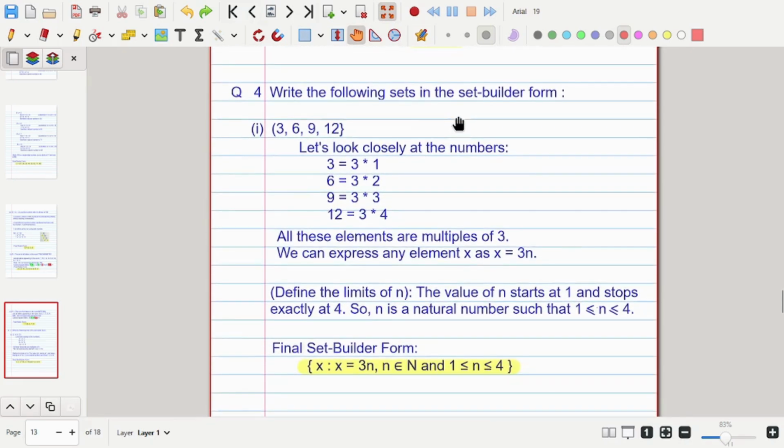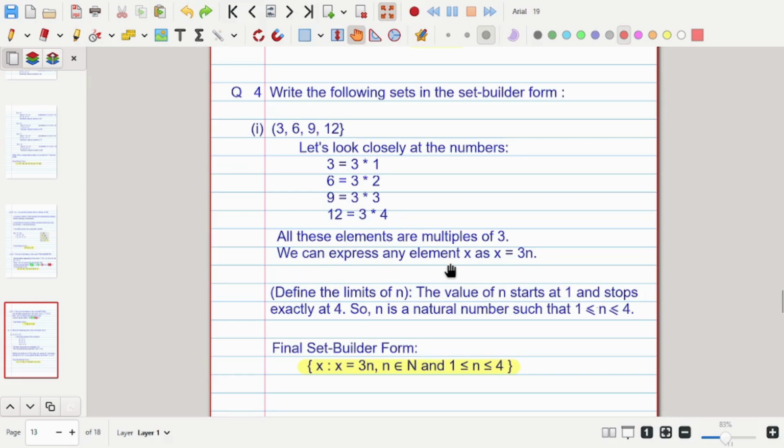Write the following sets in the set builder form: 3, 6, 9, 12. Let's look closely at the numbers. 3 into 1 is 3. 3 into 2 is equal to 6. 3 into 3 is equal to 9. 3 into 4 is equal to 12. All these elements are multiples of 3.